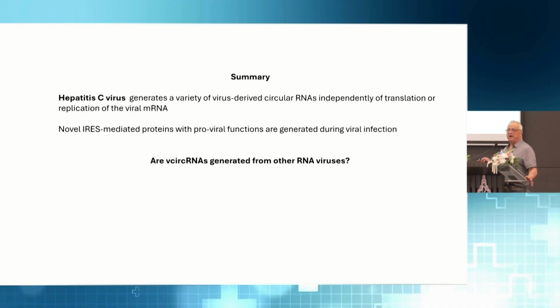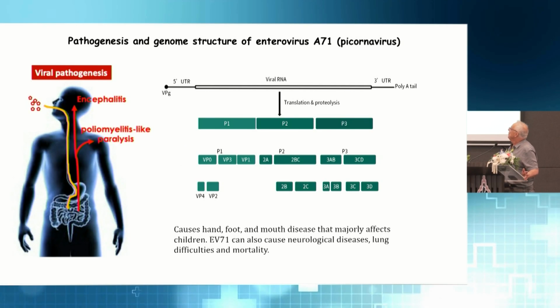If viral circular RNAs are important, the question is, are they also generated from other RNA viruses? It shouldn't be just important for hepatitis C virus. So one virus we started working with is enterovirus 71. As I told you at the beginning, this virus is a picornavirus, also a single-stranded RNA virus, and it causes hand, foot, and mouth disease that mostly affects children. It can also cause neurological diseases. So it's a very important virus to study, and no vaccines are available for this virus.